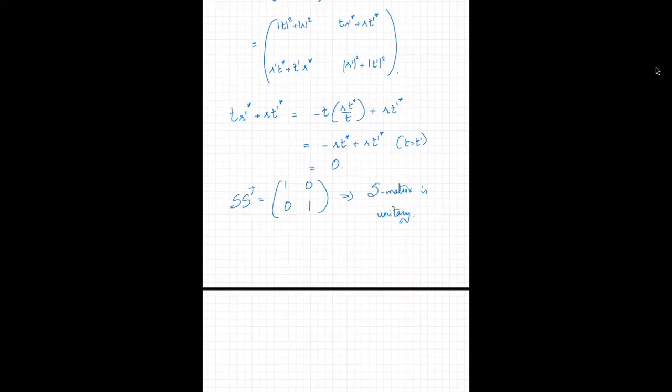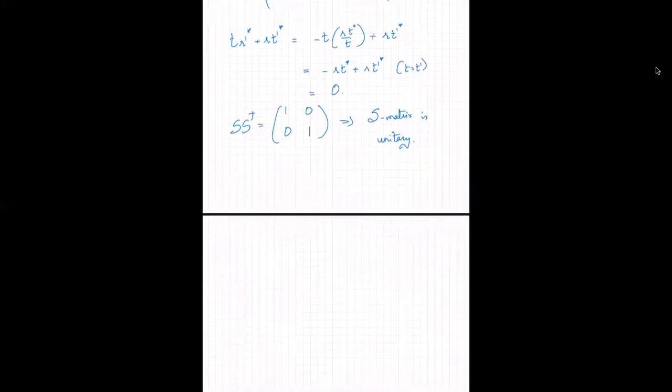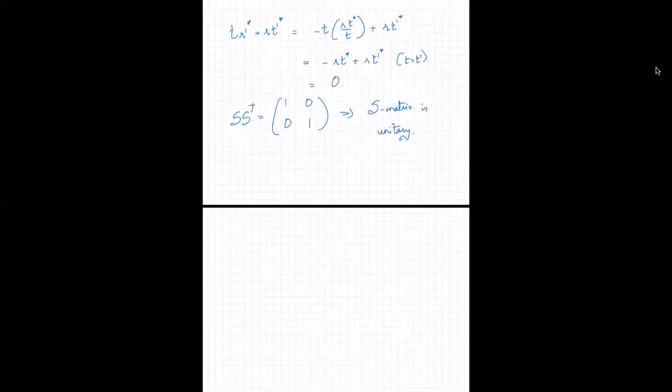And this has to do with probability conservation. The S matrix being unitary is always true, whether you're doing quantum mechanics in 1 dimension, quantum mechanics in 3 dimensions, quantum field theories in whatever dimensions. S matrix is always unitary. This has to do with probability conservation in quantum mechanics and particle number conservation, for example, when you do field theories. Okay, so this is a very important property of the S matrix.